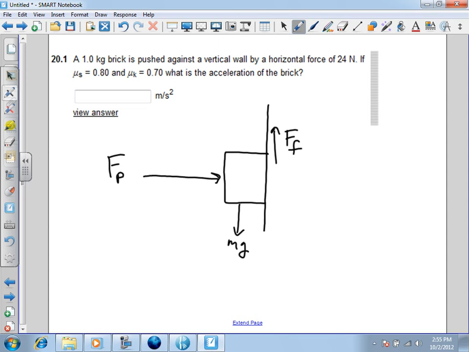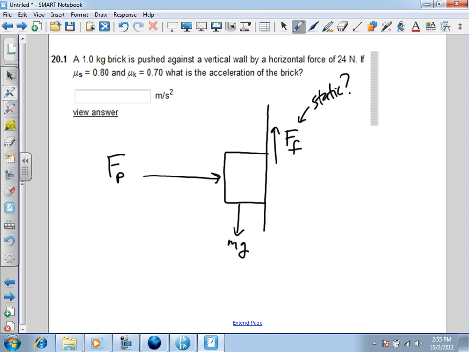So we have a 1 kilogram brick, and they tell us the coefficient of friction static and the coefficient of friction kinetic, and then I want to know what is the acceleration of the brick. So to decide that, we need to know whether it's mu s or mu k. Is the force of static friction going to be big enough if this happens to be static or kinetic? Is static big enough to hold it up? If it's not, it's going to budge, and when it budges, we're going to fall from static friction to kinetic friction, which is always less.